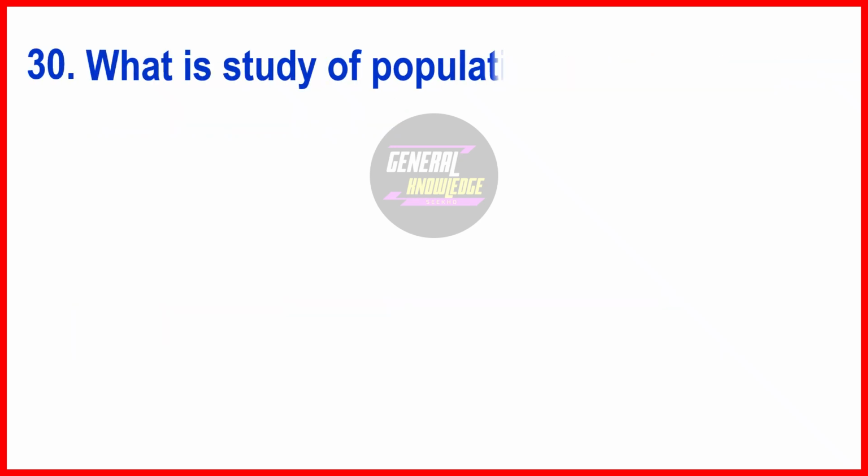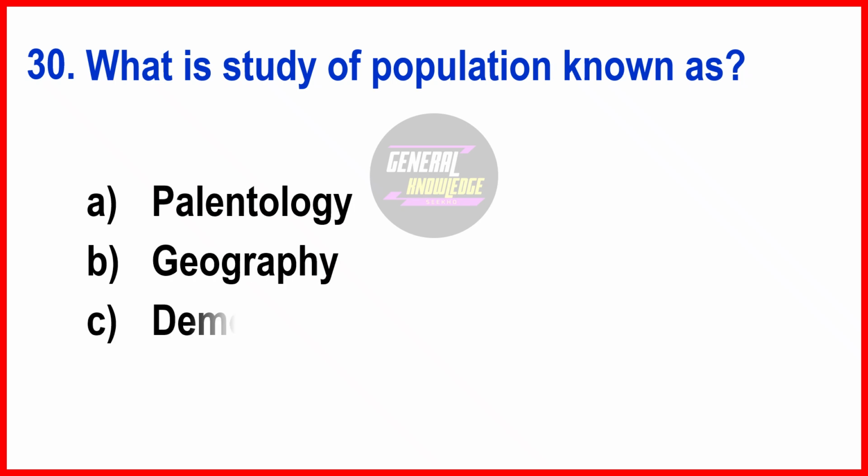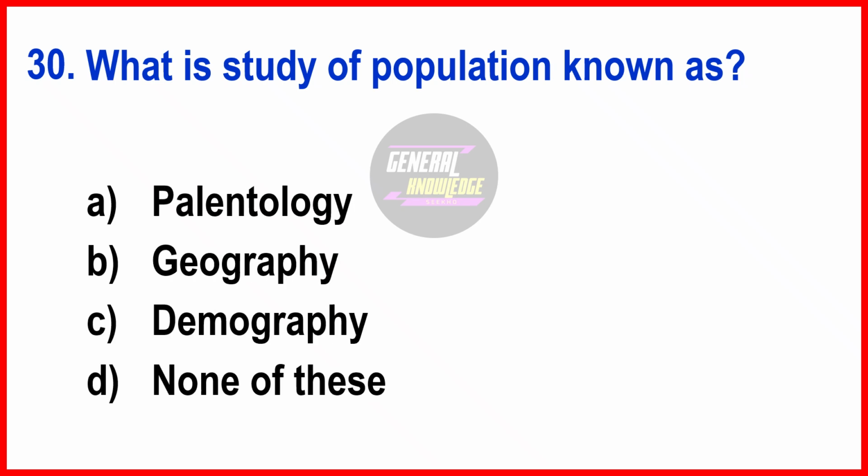Question number 30. What is study of population known as? The right answer is option C, demography. Demography is the statistical and mathematical analysis of human populations, focusing on their size, composition, distribution, and how these characteristics change over time due to factors like births, deaths, and migration.